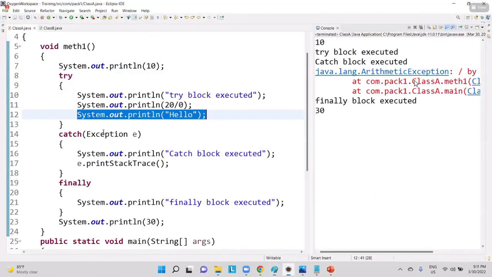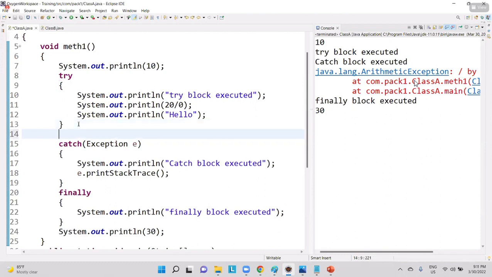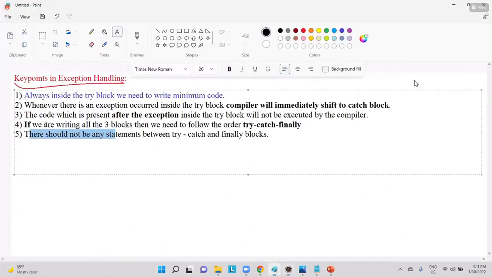Between try and catch block, if I try to write one more statement, I'll be getting an error. We should not write like that. We'll be getting a compile time error. Are you understanding me, guys? There should not be any statements between try, catch, and finally. If you are writing all the 3 blocks, then we need to follow the order try, catch, and finally.